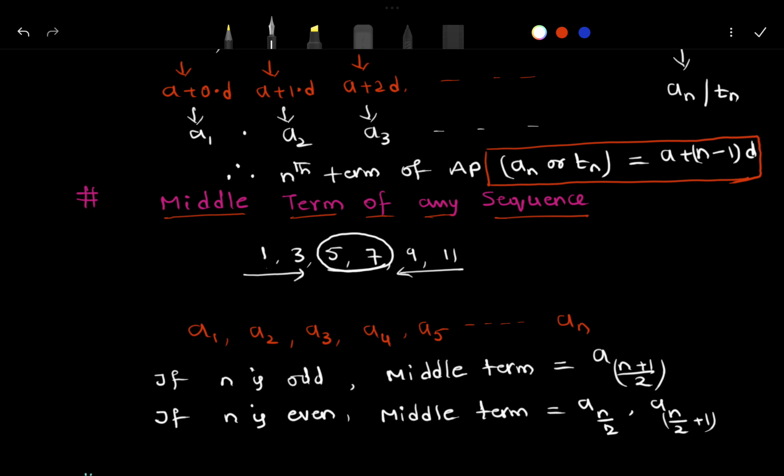So please all of you remember this one. In a given sequence, if the number of terms is odd, the middle term will be the n plus 1 by 2th term. And if the number of terms is even, two middle terms will exist: one is the n by 2th term and the other is the n by 2 plus 1th term. So that is the middle term, right? I hope this is very clear to all of you.